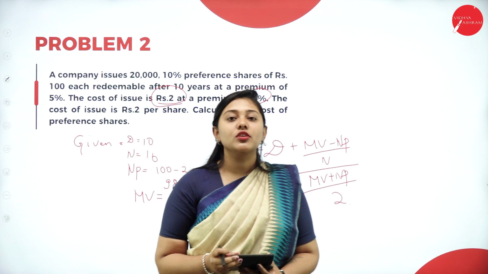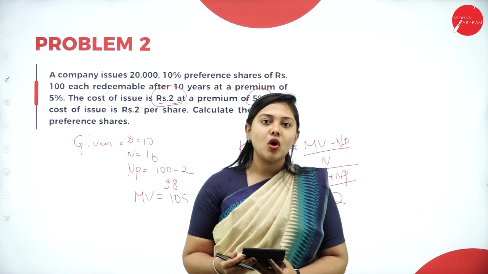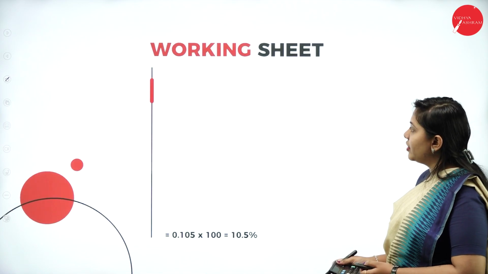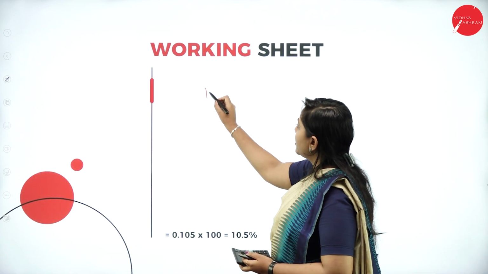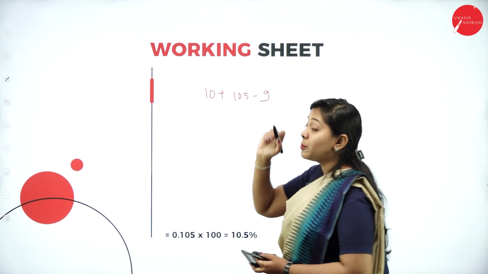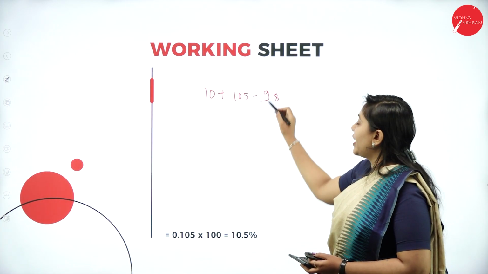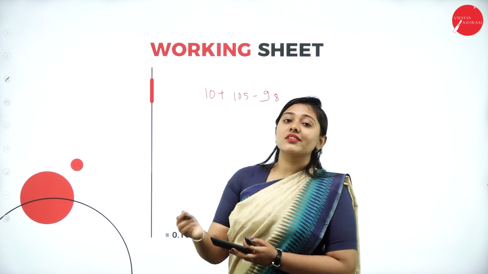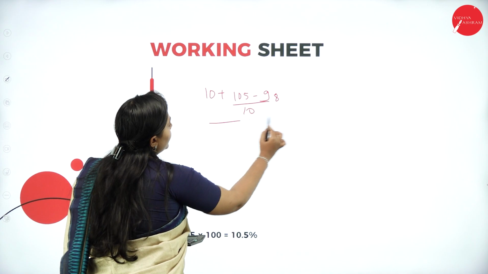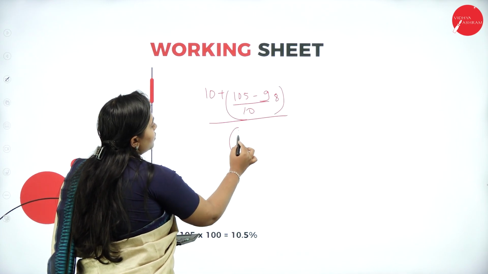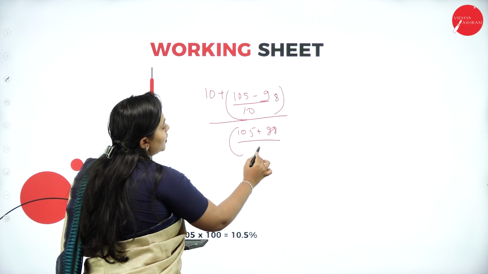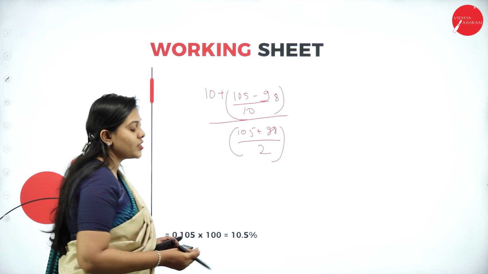Now let us use the calculator and solve the problem. What is preferential dividend? Preferential dividend is 10. What is maturity value? 105. What is net proceeds given in the question? 98. And what is the number of years? Number of years is 10. So whole divided by 105 plus 98 divided by 2. So this is the formula.